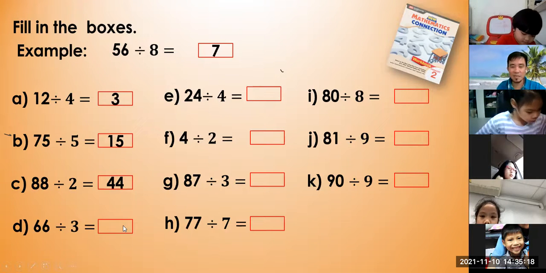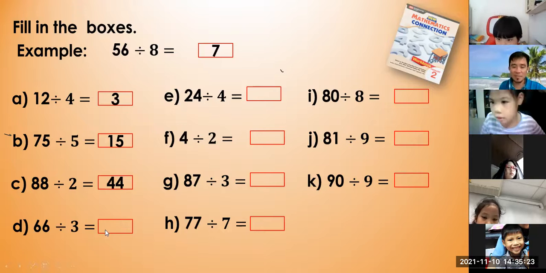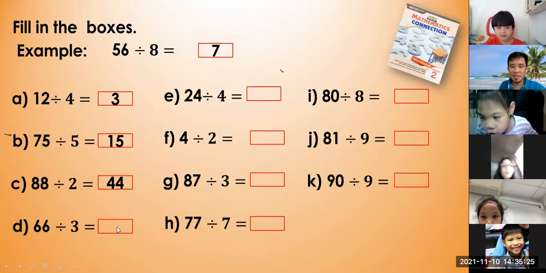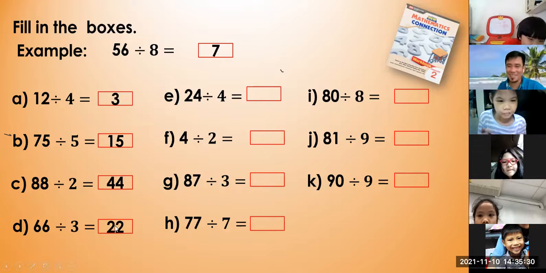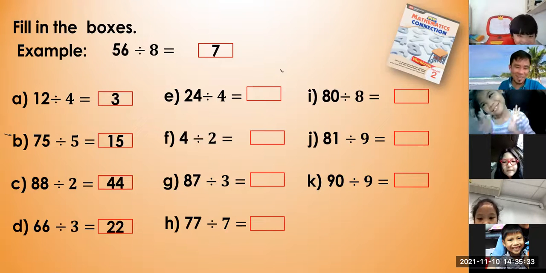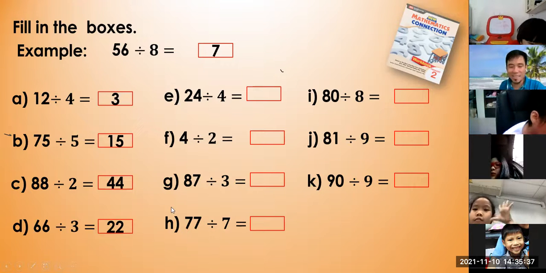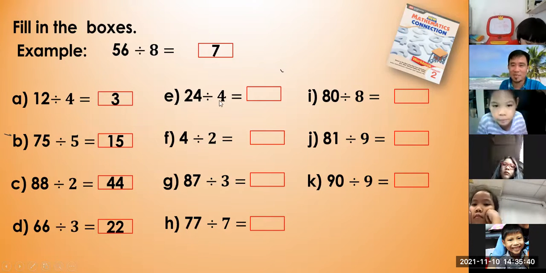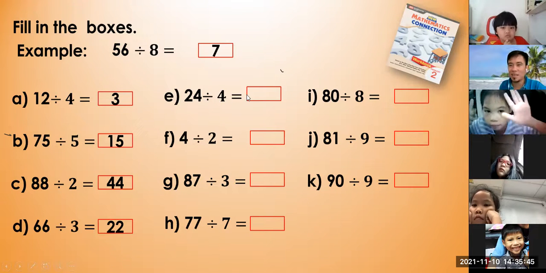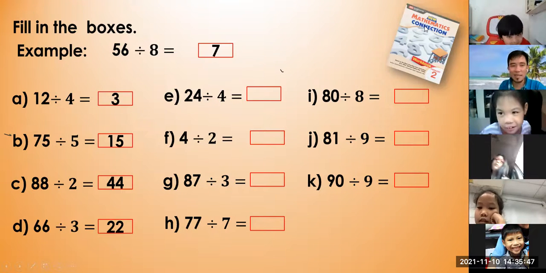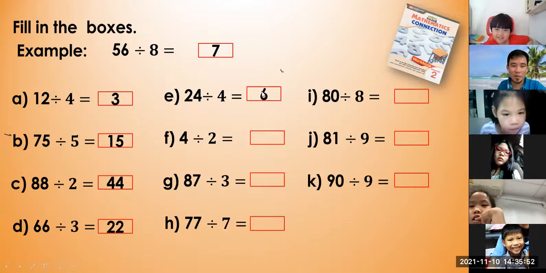Letter D. Okay, Captain. 33 or 22? 22, not 33. The answer here is 22, because 22 times 3 is 66. Okay, letter E. What's your answer? 6. Again, please. 6. 6 times 4 is 24.